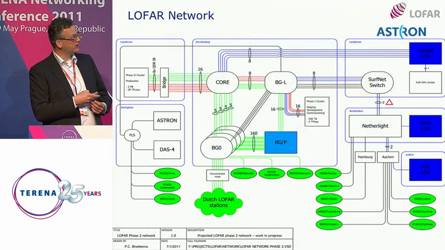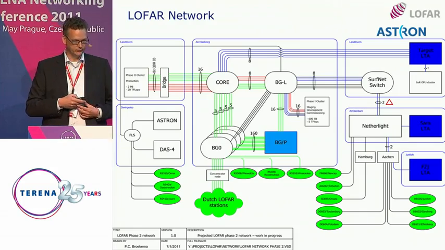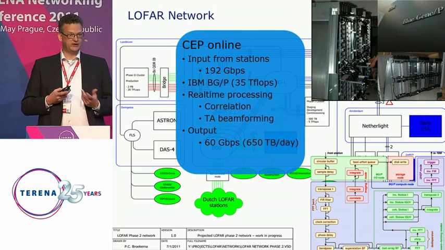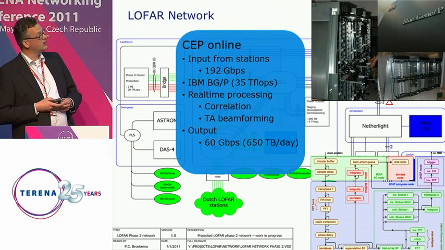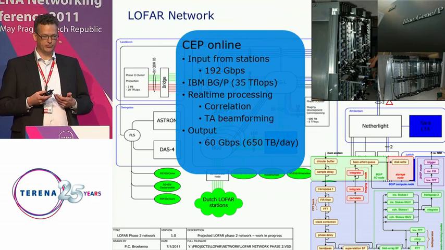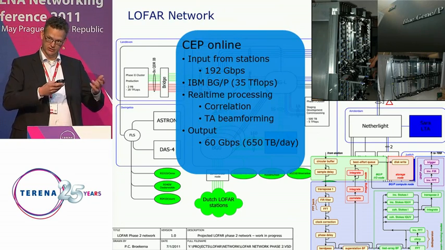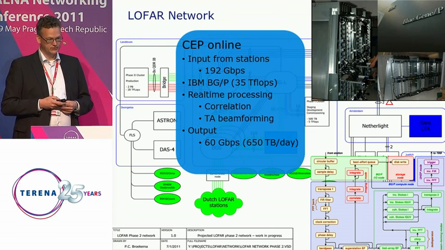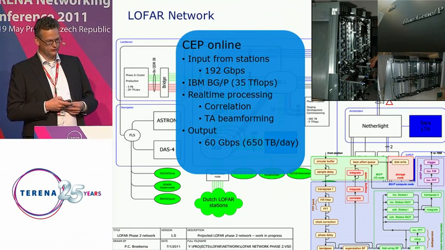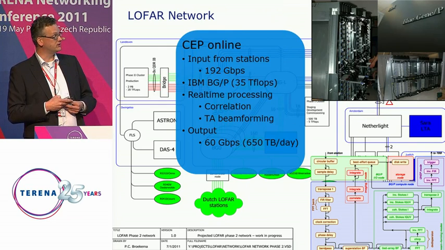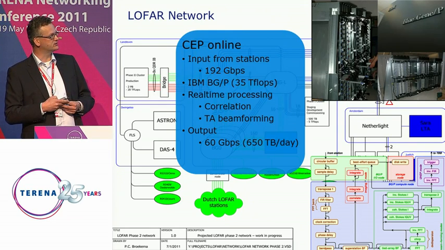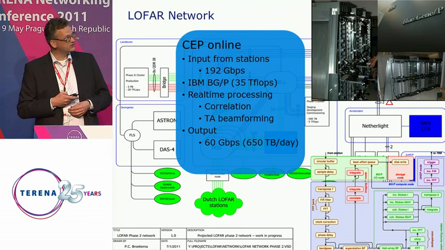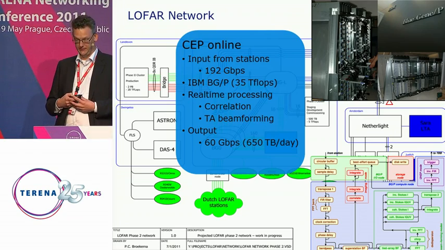In Groningen, there's where we have our supercomputer, IBM Blue Gene P, and compute clusters. And the supercomputer handles the online, the real-time data. It takes the input from the stations and does real-time processing, like correlation, beamforming, system-level beamforming. And after that processing, we still have a data stream of up to 80 gigabit per second actually, but in practice we expect the mode to be limited to 60, 70 gigabit per second. That still is 650 terabytes each day.